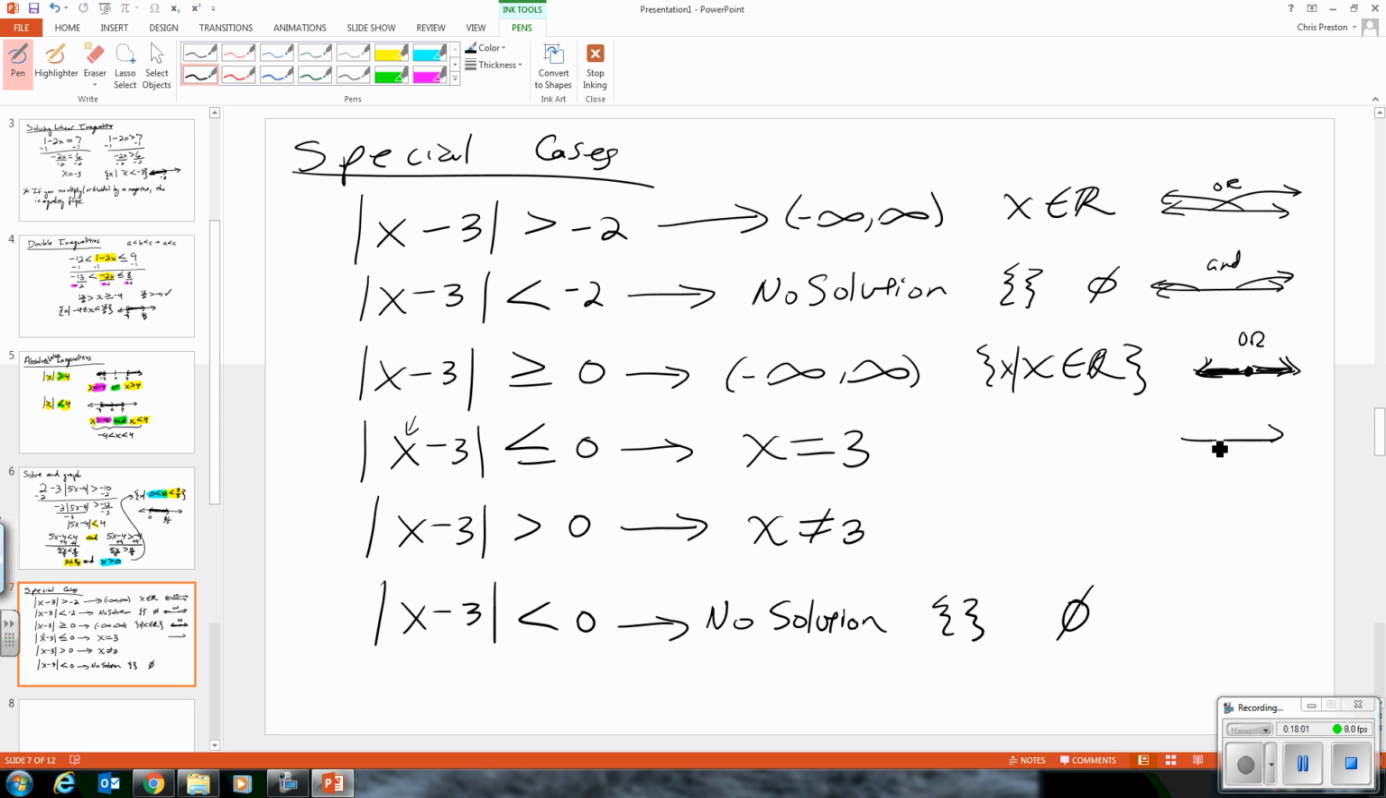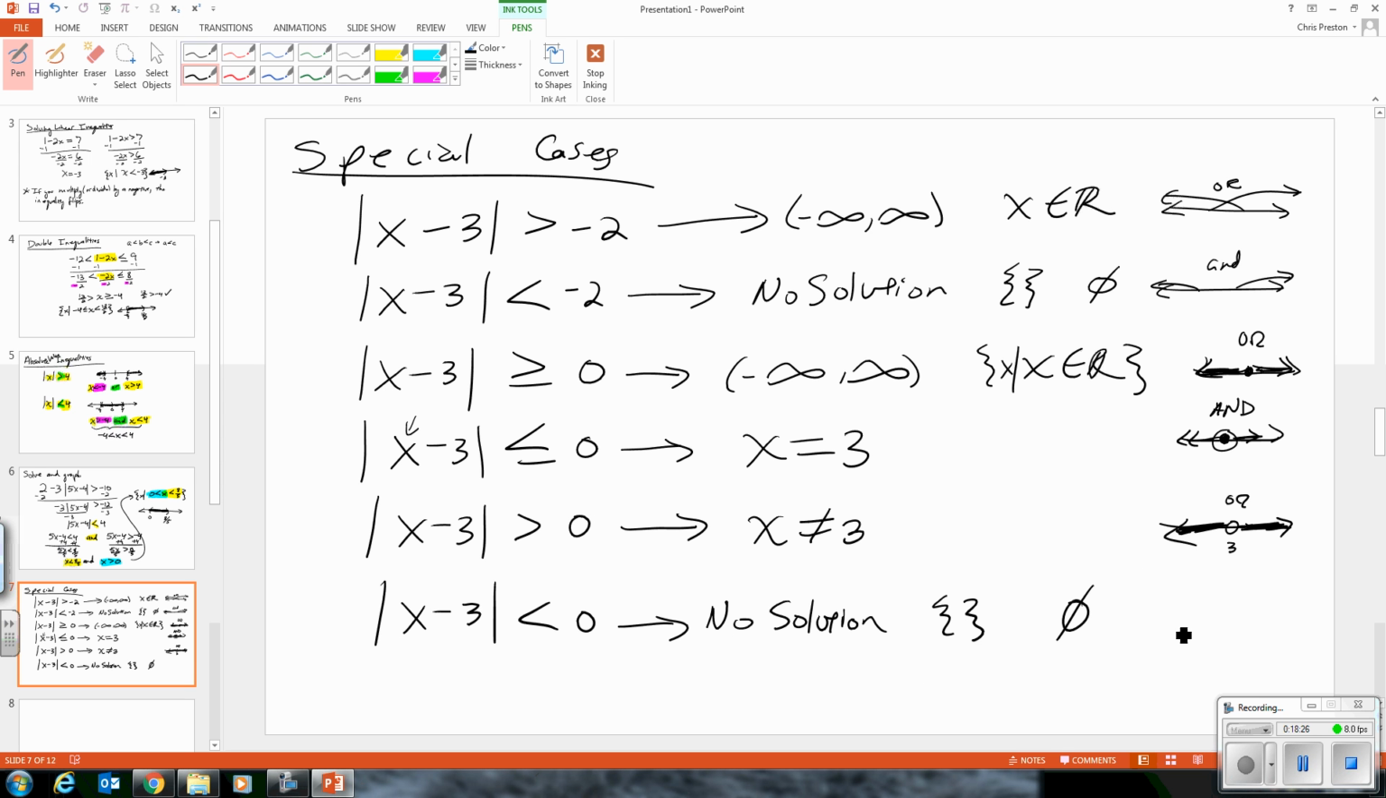This one, this would be an AND and it would be that same exact thing. You've got a solid dot here, and you're going that way, but since AND means overlap, the only place that overlaps is there. This one would be an OR, but now you'd have an open circle at 3, and you go that way, so it would be everybody but 3. That's what we're saying here. When we're saying x cannot be 3, it's everybody but 3.